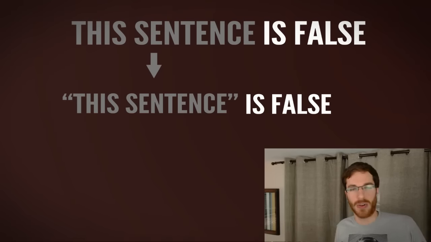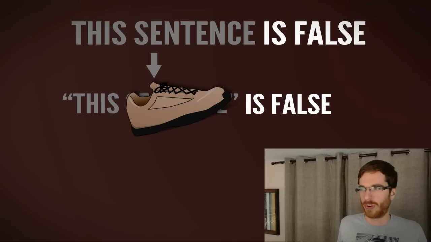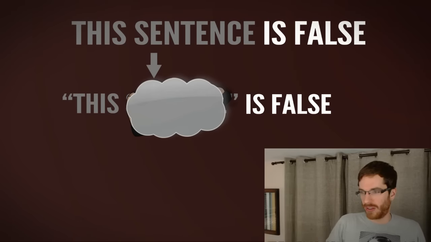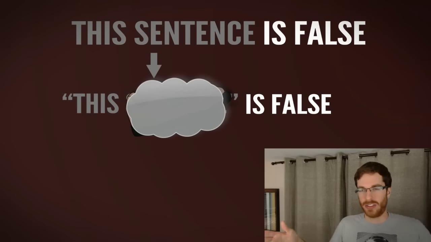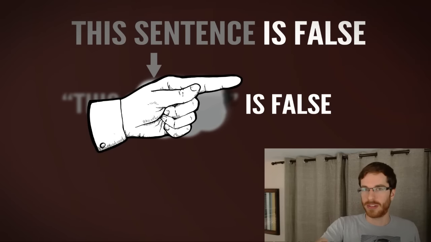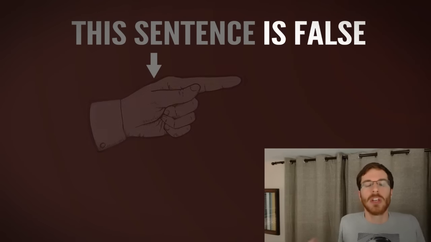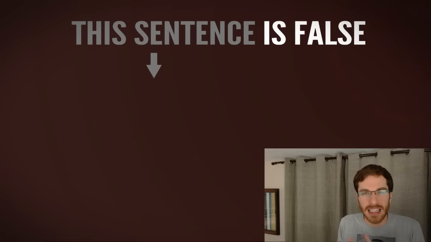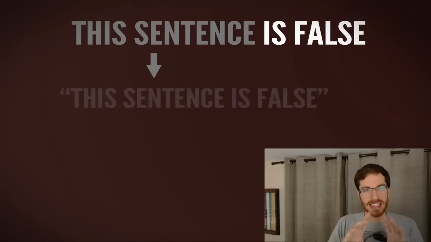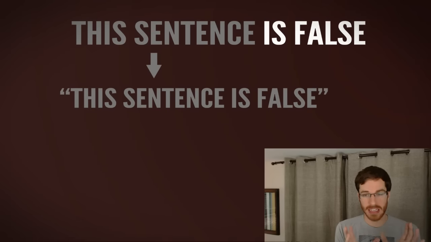It's like saying, you know, that shoe is false, or that cloud is false, or this or that. I mean, it's just pointing and saying "is false." It's not a proposition to evaluate as true or false. It's just a reference. So that won't do. So in order for the liar's paradox to make any attempt at being sensible, "this sentence" has to reference the entire sentence. This sentence equals "this sentence is false."